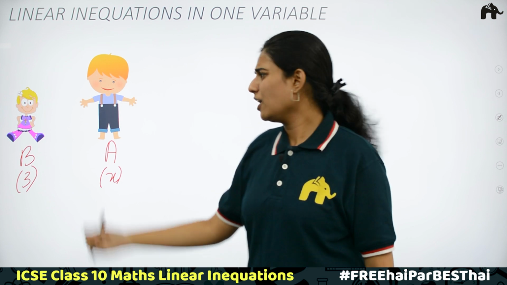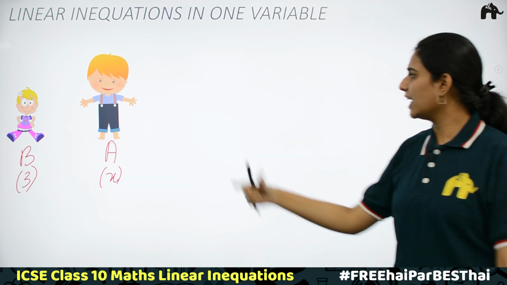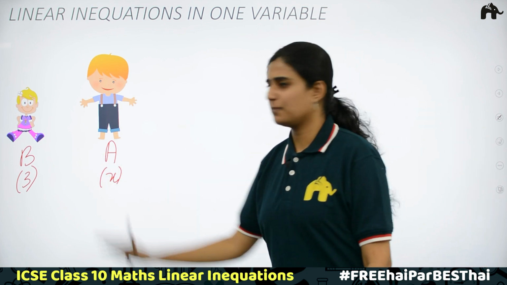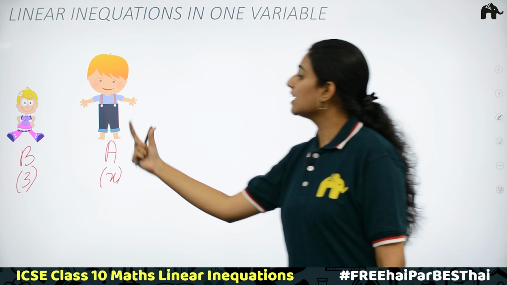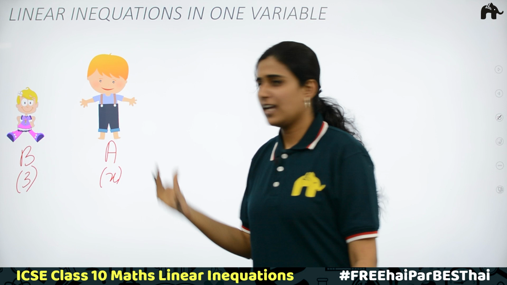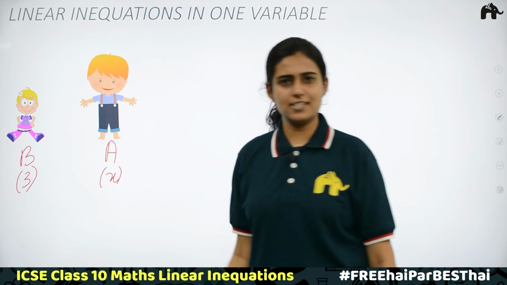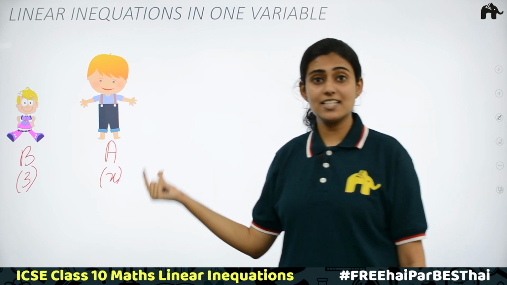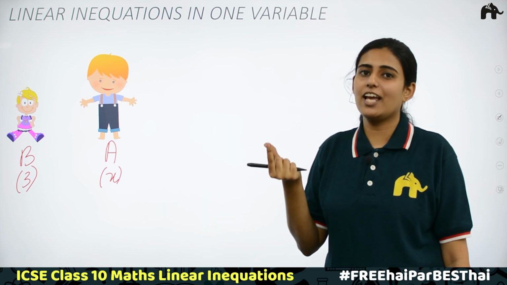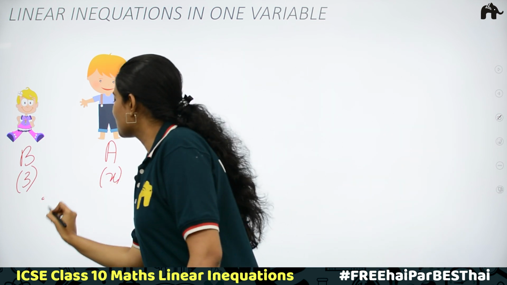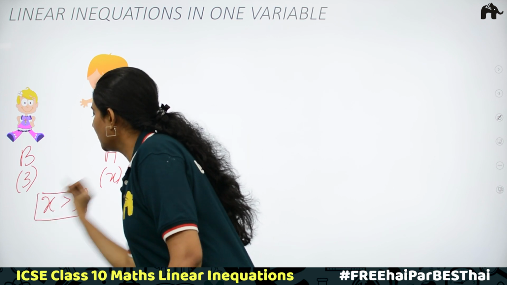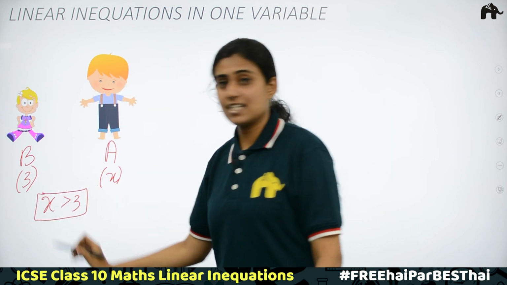His age is 3. Now, how can you compare the age of A and B? Or how can you relate age of A with age of B? The only thing that we know is A is elder than B because B is his younger brother. Age of A is X and age of B is 3. A is elder than B, which means age of A is greater than age of B. That is, we can express it as X greater than 3.